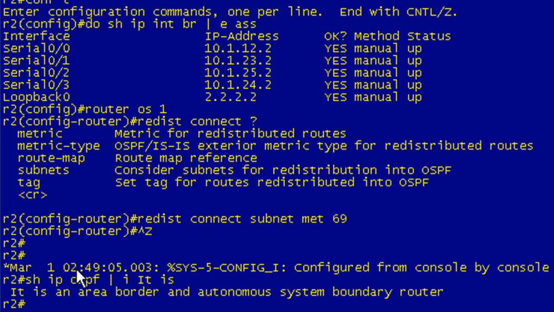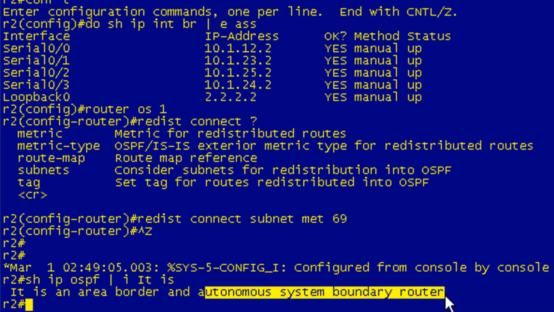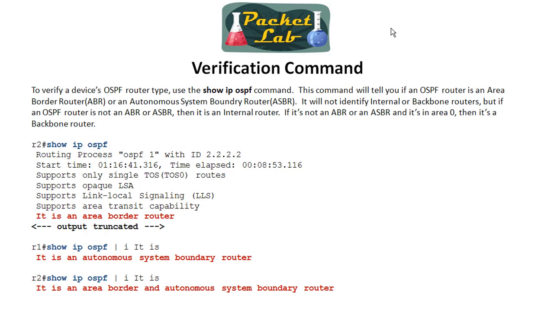I just want to show that you can do both. You can be both an area border router and an autonomous system boundary router at the same time. Okay, I hope I didn't lose anybody with those last couple of bits there. It's just meant to show you what specifically has to happen for an OSPF router to become an ASBR, and also to illustrate the fact that you can have a router being both an ABR and an ASBR.